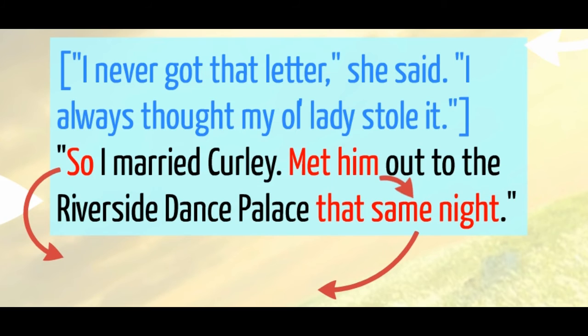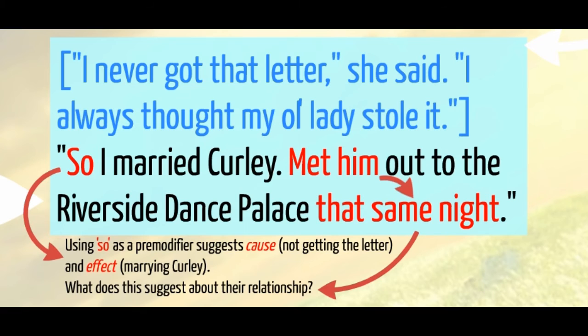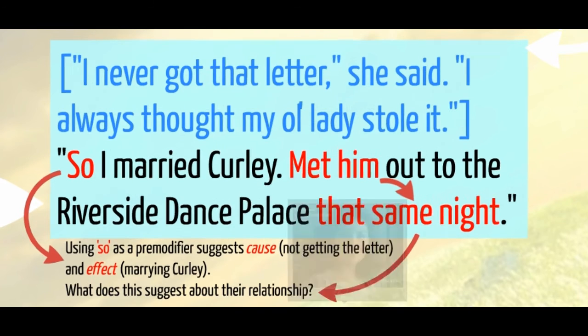"I never got that letter. I always thought my old lady stole it, so I married Curly." So the "so" is a pre-modifier and basically suggests the only reason she did it was because of the letter. The effect is that she married Curly, so this suggests about their relationship that she only really did it to spite her mother.